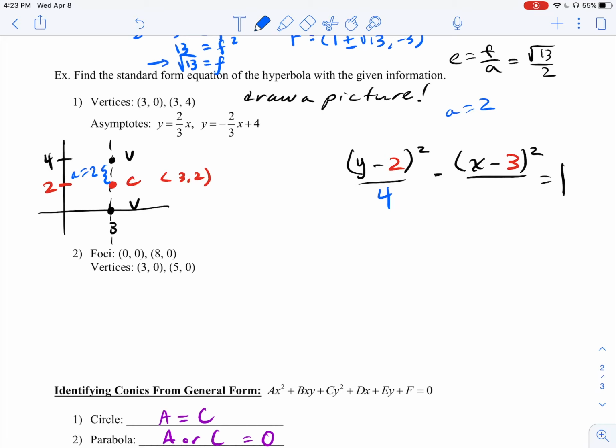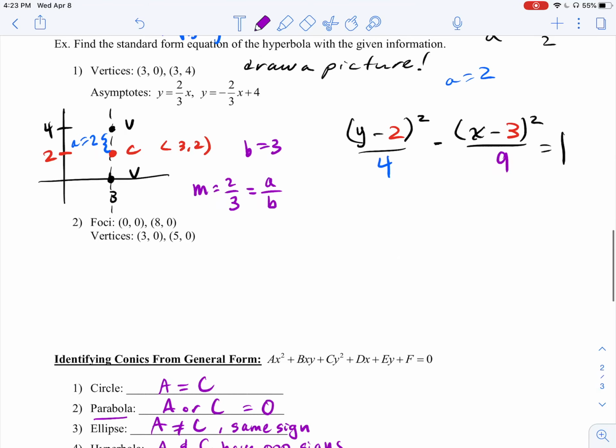Well, that's where this next part comes in, looking at the asymptotes. If we know that our A value is equal to 2, and our slope is 2 over 3, let's write that out. If we know that our slope is 2 over 3, and our A value is 2, that means our B value here has to be equal to 3. So from that, we can establish B is equal to 3, and just from that, we can write we've got 9, B squared.